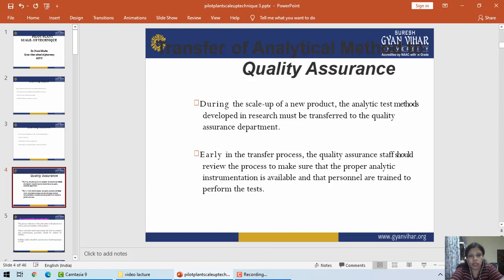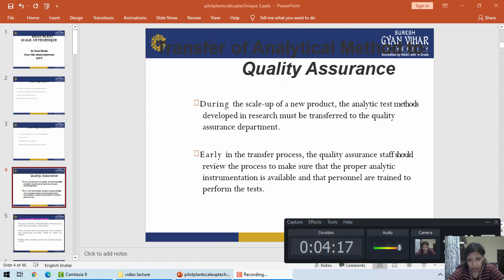One part of this pilot plant scale up is the transfer of analytical method to quality assurance. As the formula is transferred from the R&D scale to the large manufacturing area, similarly along with the formula, analytical methods are also transferred from one place to another, or we can say from small scale R&D to the large scale. During the scale up of a new product, the analytic test methods developed in research must be transferred to the quality assurance department.